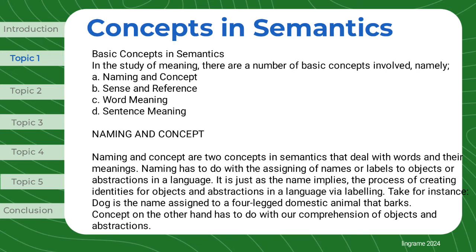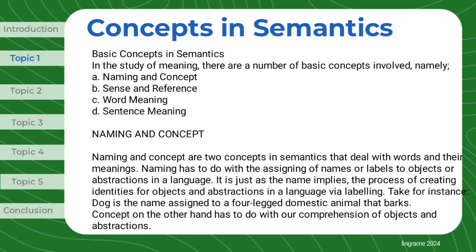Naming and concept. Naming and concept are two concepts in semantics that deal with words and their meanings. Naming has to do with the assigning of names or labels to objects or abstractions in a language. It is, just as the name implies, the process of creating identities for objects and abstractions in a language via labeling. Take for instance, dog is the name assigned to a four-legged domestic animal that barks.